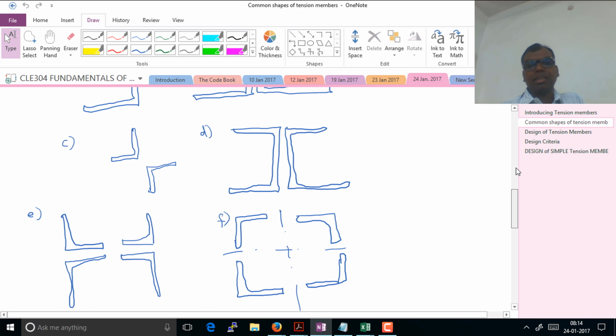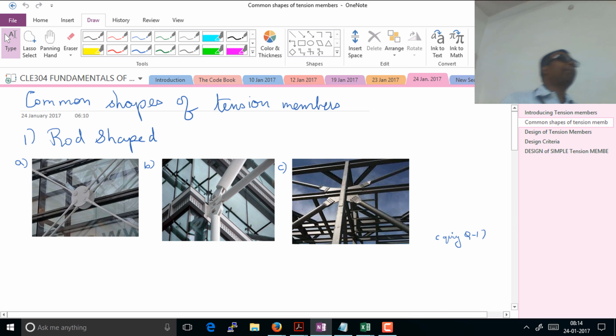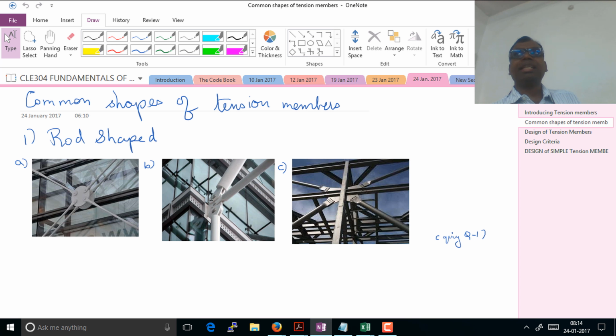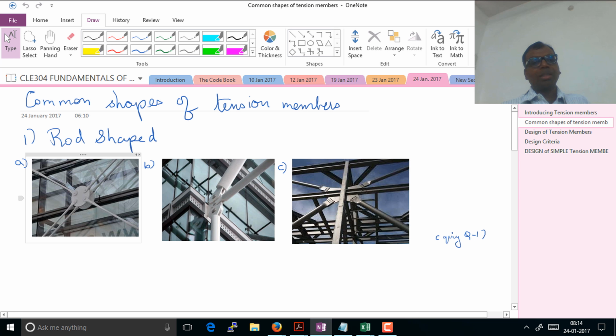Now I'm again going to go through what I call the common shapes, which we have already discussed earlier. If you see, the rod shape will probably be the most efficient section for taking up the tension. You can see these are some of the forms in which the rod is provided. One of the advantages you have with the rod is you can pre-tension it a little, so that it will not go into the compression zone too easily.